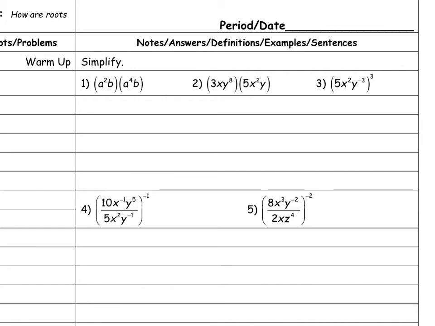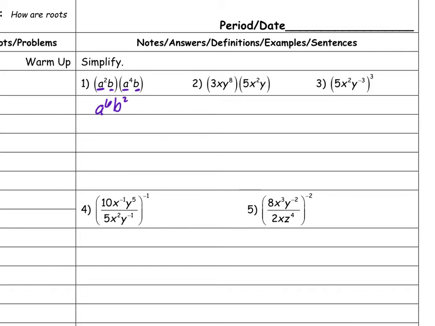So number 1, I have a to the 6th b squared, right? Because I have 6 a's and 2 b's. So that gives me a to the 6th b squared. Okay. And number 2.